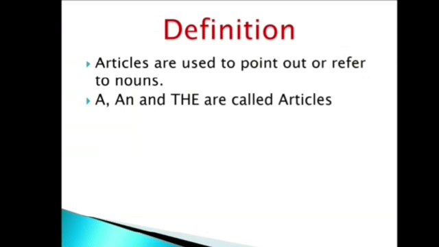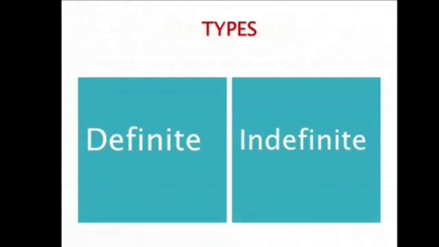First of all, let's learn what are articles. Articles are used to point out or refer to nouns. A, an, and the are called articles. We have two types of articles, definite and indefinite.